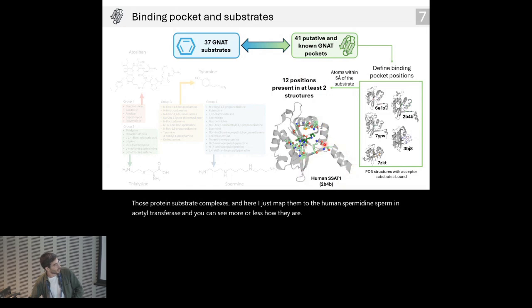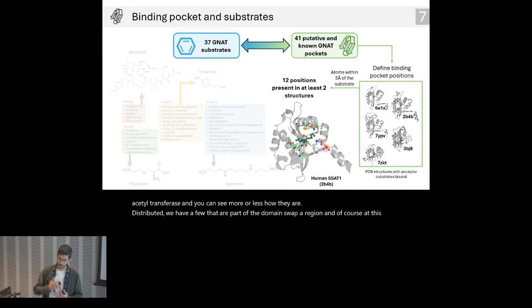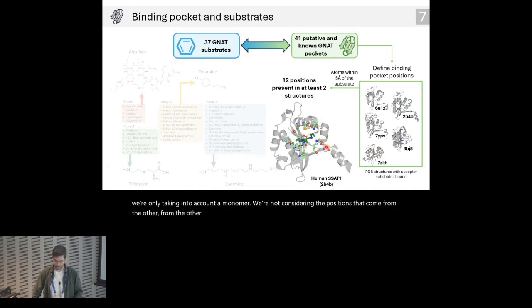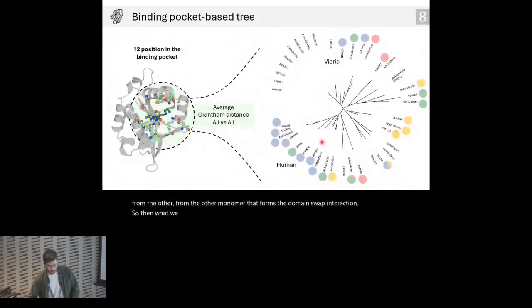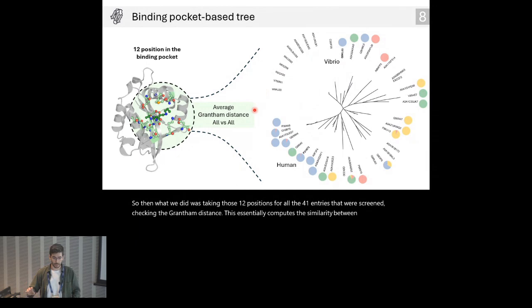We have a few that are part of the domain swapped region, and of course at this point we're only taking into account a monomer. We're not considering the positions that come from the other monomer that forms the domain swapped interaction. So then what we did was take those 12 positions for all the 41 entries that were screened, checking the Grantham distance. This essentially computes the similarity between the residues that we have in the binding pocket. And then we used that information to build that tree by building an all versus all matrix.